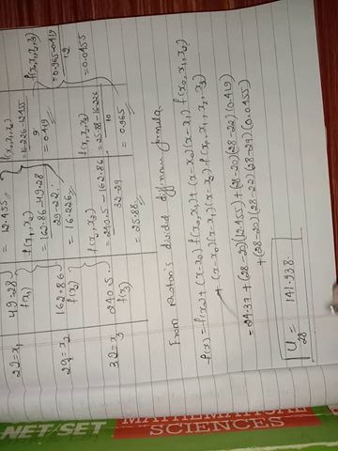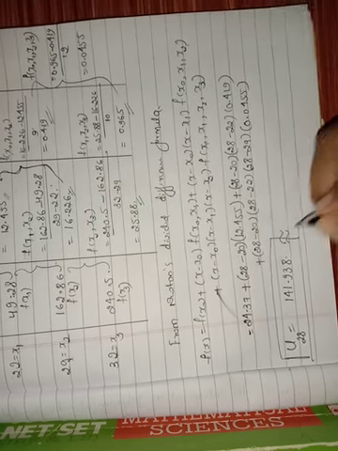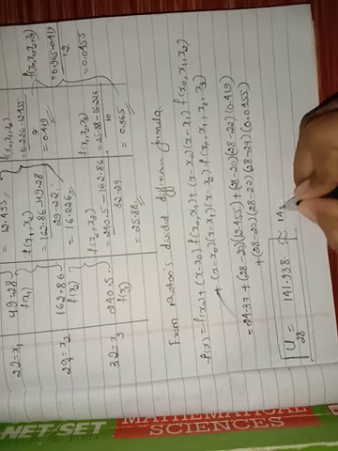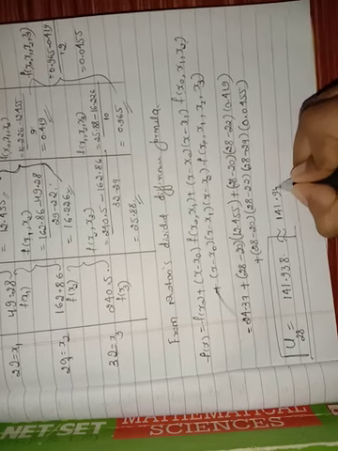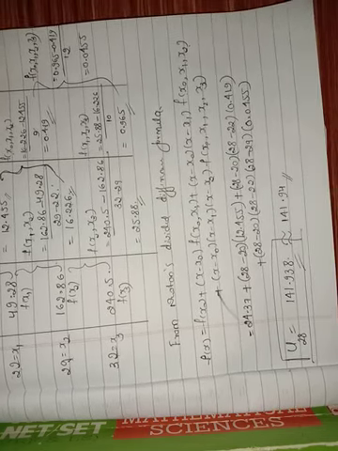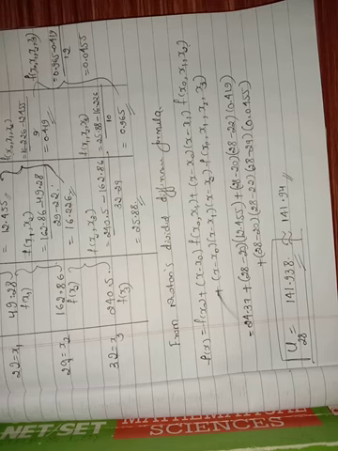You can write it approximately as 141.94 also. It is also the right answer. It completes the solution.